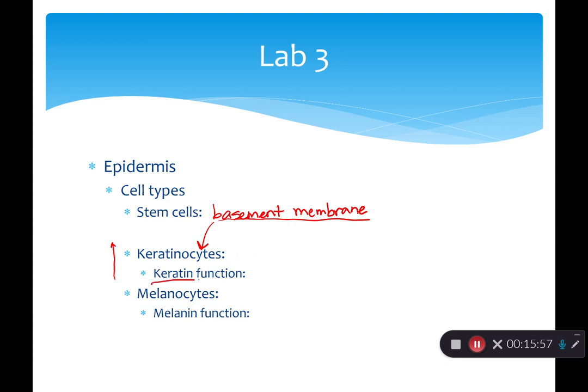Keratinocytes produce keratin, and keratin functions to strengthen the skin, hair, and nails. They all have keratin in them.